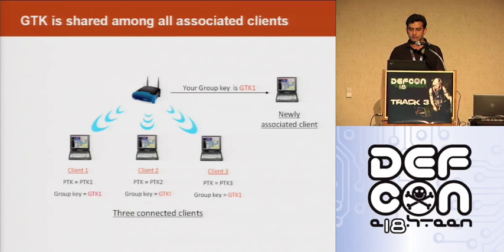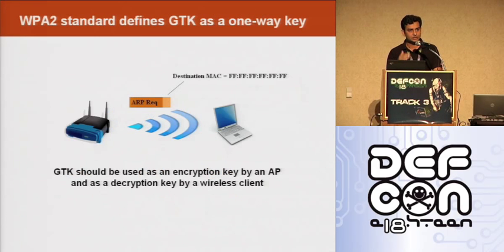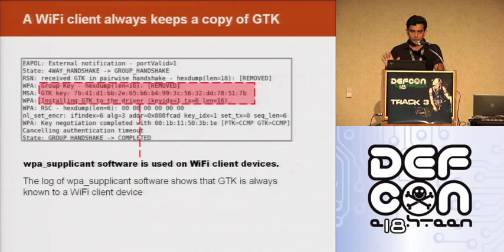So, which means, by design, GTK is going to be used as a one-way key. The access point is going to use it for broadcast traffic encryption, and all client devices are going to use it as a decryption key. And that's how the software in the access point and clients is programmed. And here I'm showing you a log of a Wi-Fi client device. There is a software called WPA supplicant which runs on client devices. And it shows that the client has a copy of GTK available, right?